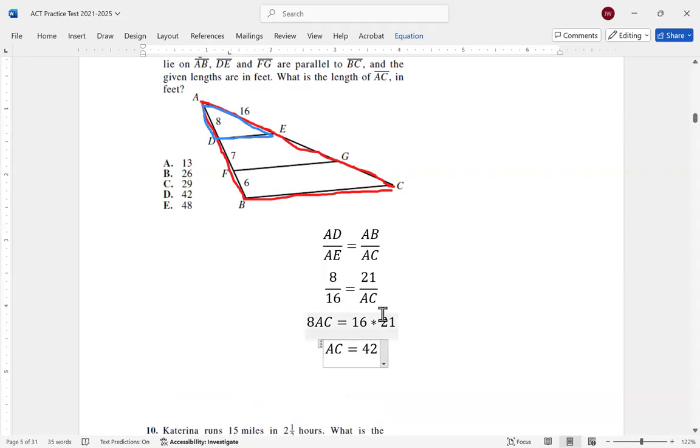Or if you wanted to, you could just notice that in 8 over 16, the denominator is double the numerator. And therefore, AC has to be double the numerator, which is double 21, or 42. So whichever way you choose to solve that is perfectly fine. But we get that the length from A to C is 42. So D is the correct answer to question 9.